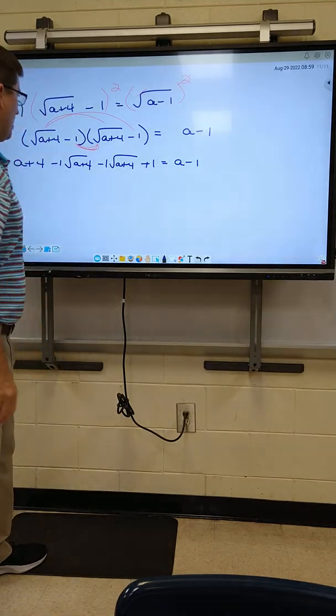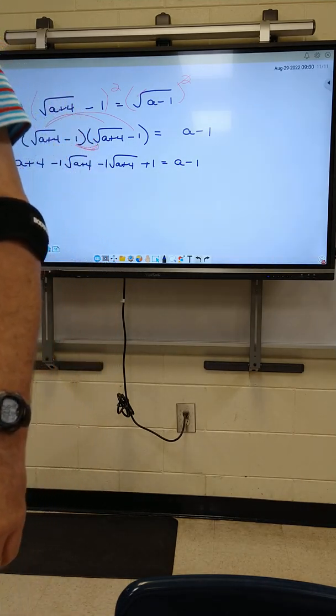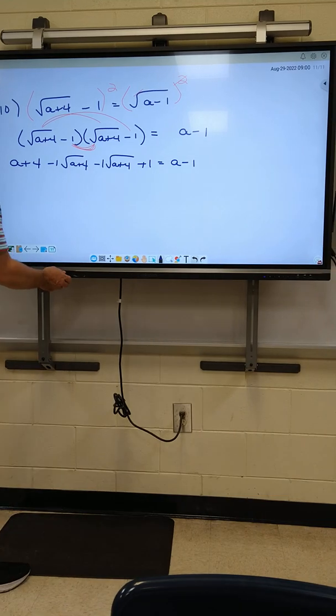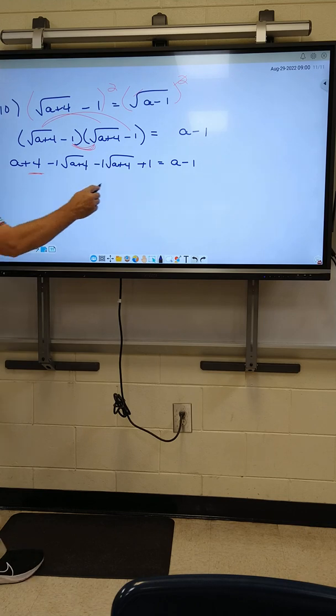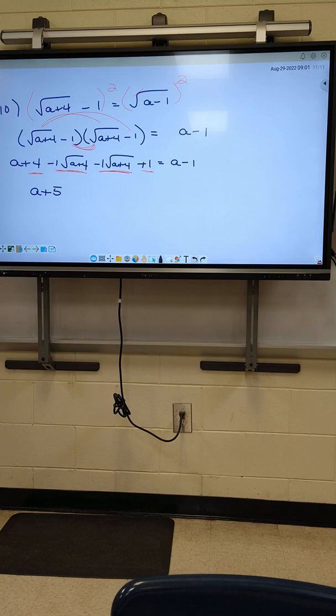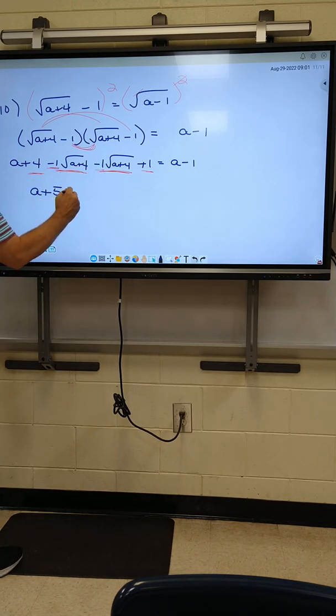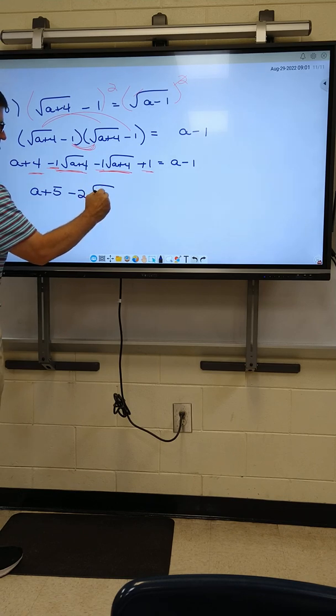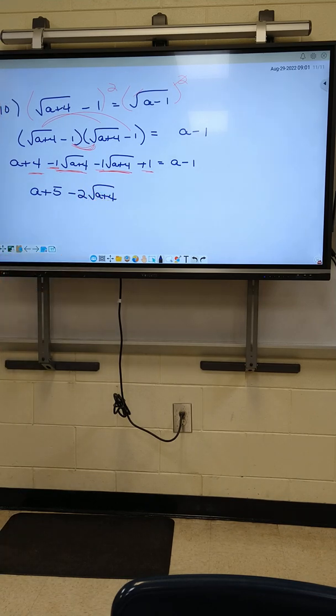All right, we'll stop. That was the hard part. All right, so now we're supposed to add up like terms. So watch. I can add up 4 plus 1. It gives me 5. And just like I showed you on the last problem, what do y'all get when y'all add up these two right here? You can only add up the numbers that are in the front. So minus 1 and minus 1 give you minus 2. Remember, just attach the square root of a plus 4 behind it. You can't do anything with it.